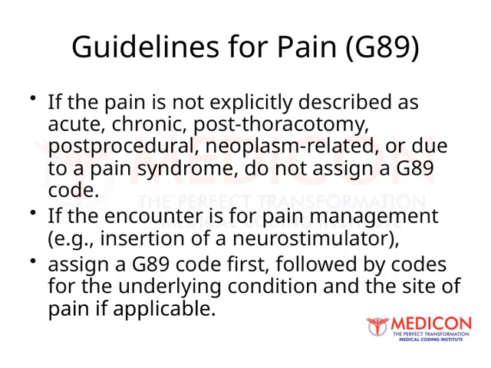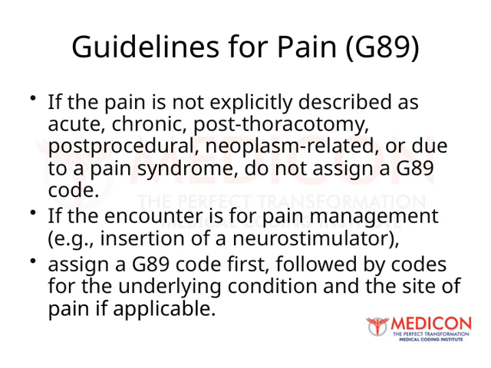When it comes to coding pain using G89, it's important to remember that we only assign this code when the pain is specifically described as acute, chronic, or related to specific procedures or conditions. If the documentation doesn't clearly specify these categories, like post-thoracotomy, post-procedural, neoplasm-related, or a pain syndrome, you should not assign a G89 code. Now, if the encounter is primarily for pain management, such as inserting a neurostimulator, the correct approach is to assign the G89 code first.